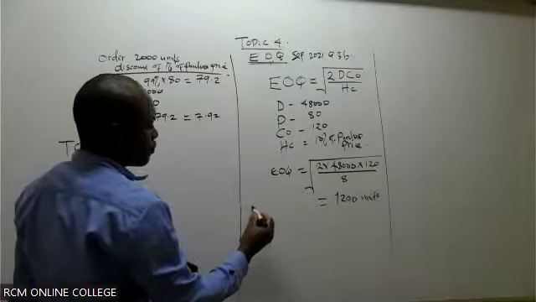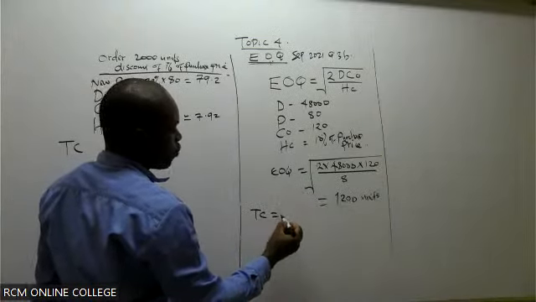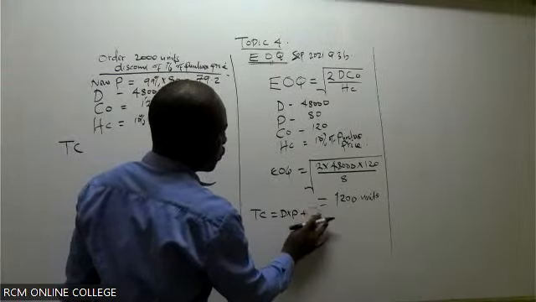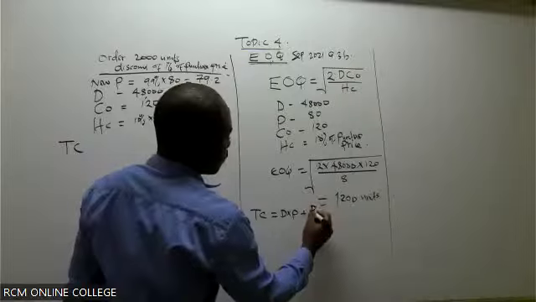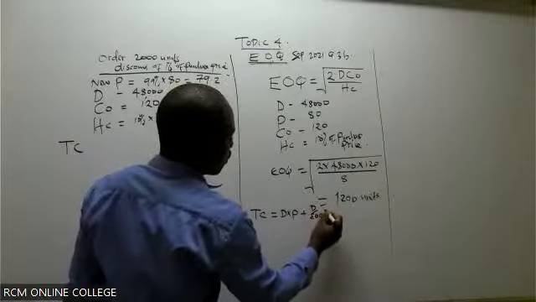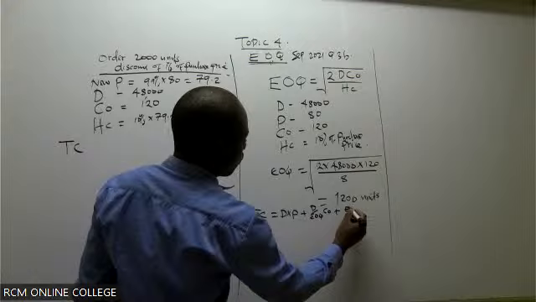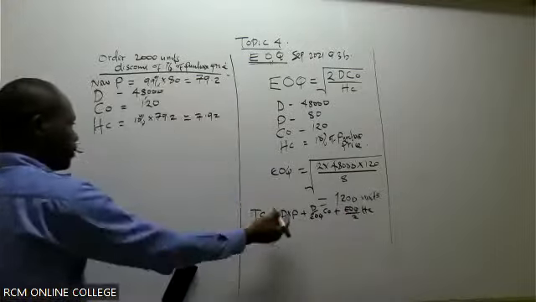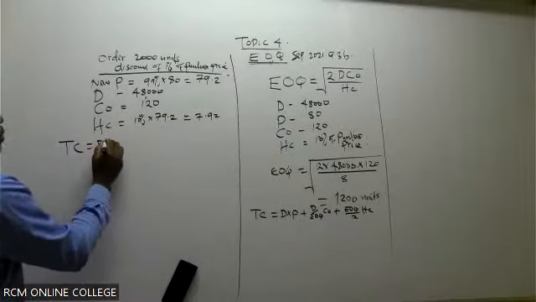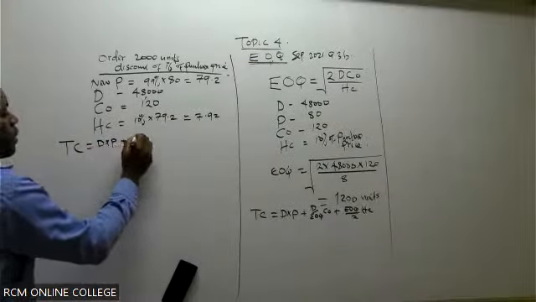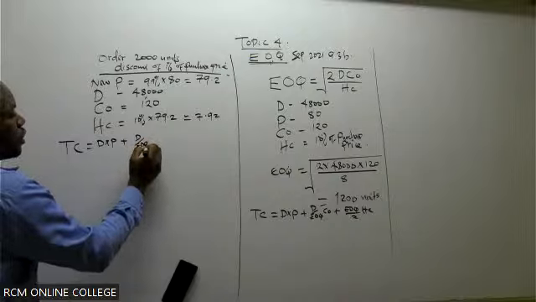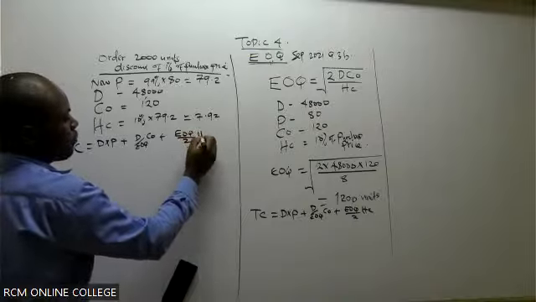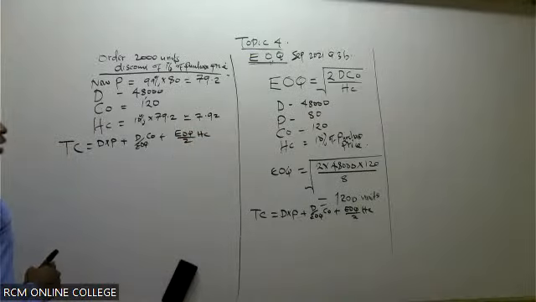So total cost is equal to demand times purchase price, plus demand divided by economic order quantity times ordering cost, plus economic order quantity divided by 2 times holding cost. The same will apply here: demand times this, plus demand over economic order quantity multiplied by ordering cost, plus economic order quantity over 2 times holding cost. Then you do it that way.